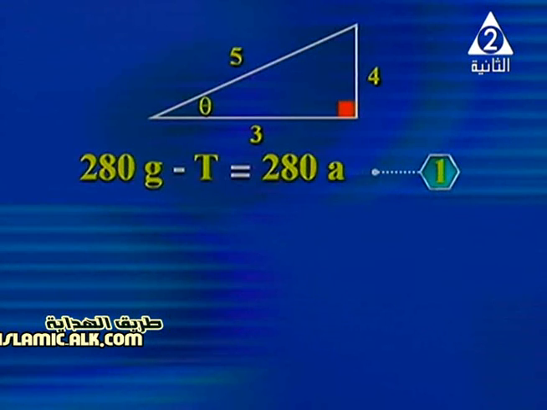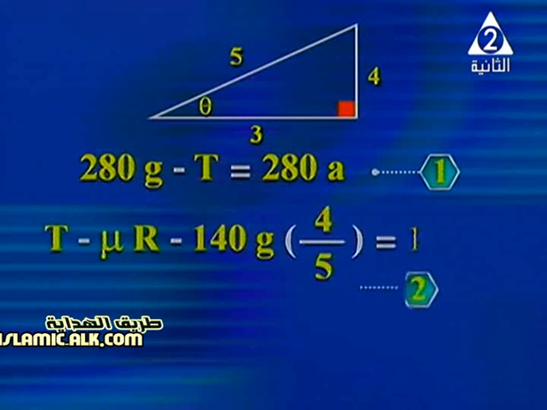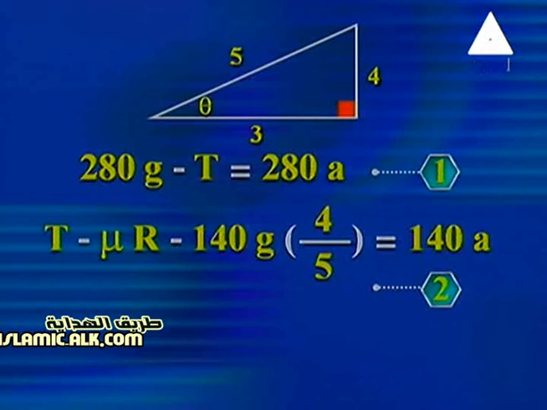Then the second equation, by substitution: 280 g minus t equals 280 a. After that, the second equation of motion: t minus mu r. Mu r, what is the mu? Coefficient of friction. Mu r minus 140 g times sine theta, 4 over 5, equals 140 a.